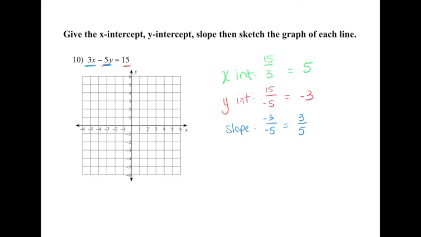To graph it, I really just need to take these 2 points and graph them. Remember, for x-intercept, your point is the 5 with a 0 for the y, and your y-intercept is a 0 for the x, and the -3 for the y. So to graph them, I can go to the +5 on the x-axis, the -3 on the y-axis, and then I can just connect those dots. Arrows at the end indicate it goes on infinitely, and that is my graph.